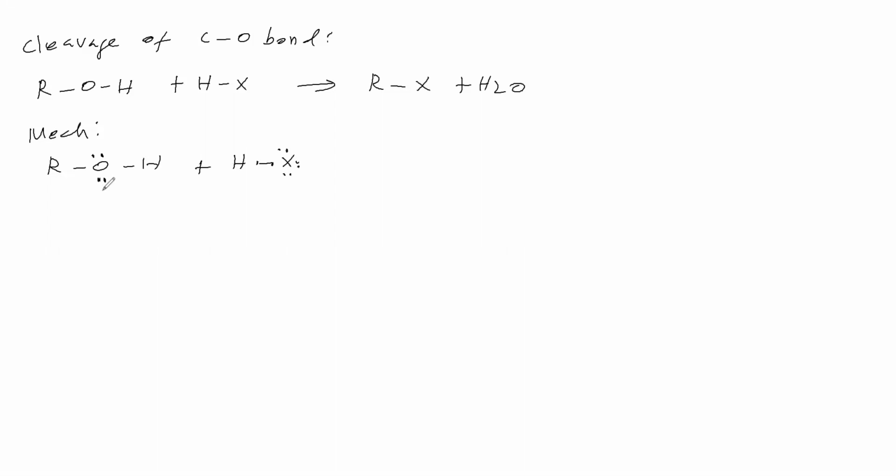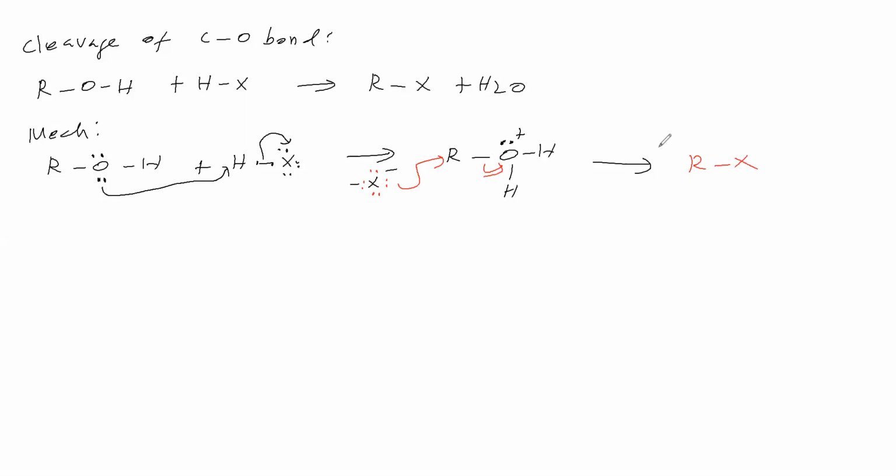The bond has 2 electrons. This is attacking this one. Therefore, this bond is shifting here, so X minus is leaving. Then we are getting it like this. Then this X minus is attacking. This X minus has 4 lone pairs. It is attacking this R, then this bond is leaving. So we are getting RX. Water is leaving. Water is left.